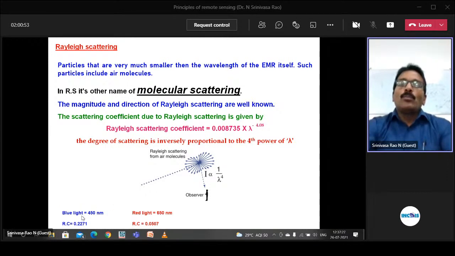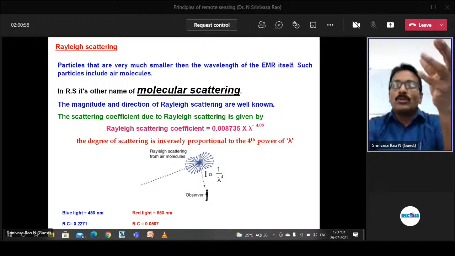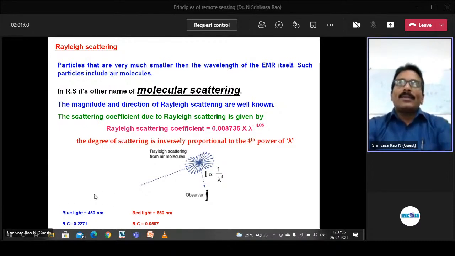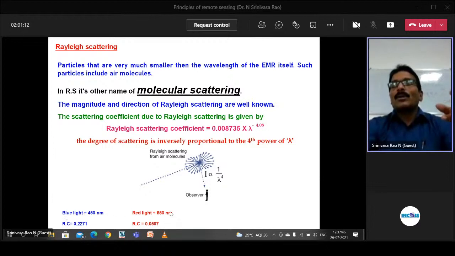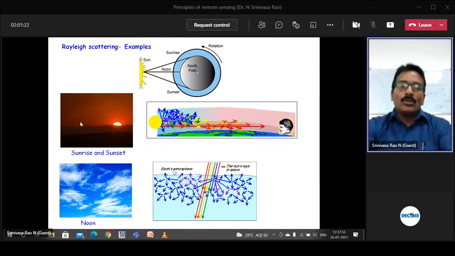So that means if blue light of 450 nanometers enters the atmosphere, due to the air molecules maximum light is scattered. That's why I mentioned earlier that short waves scatter more. Blue light is a short wave; for red light, less scattering takes place. For this, here is a live example, a general knowledge question: why during sunrise and sunset does the sky look yellow or red, and why at noon does the sky look blue?